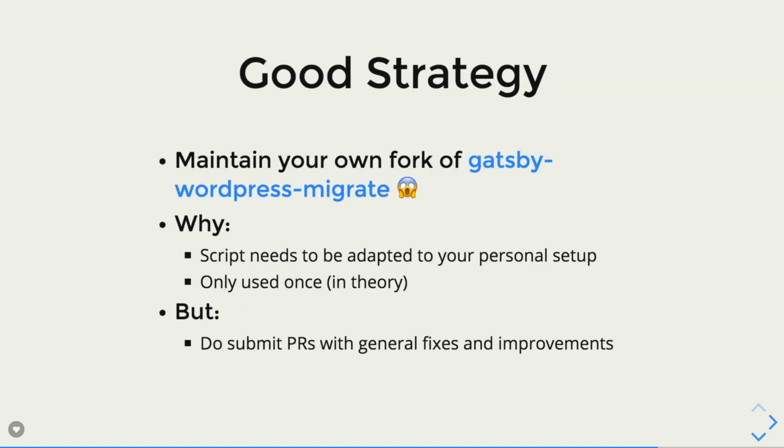Actually, what I found in the end to be the best strategy for doing this is to maintain your own fork of this, which is a bit controversial. Usually you don't want to go against the whole open source culture of keeping your own version of the code. But in this case, it makes a lot of sense, because the whole idea of the script is, in theory, you should only need to use it one time. So it's not like a continual library that you keep using. And you will have to adapt it to your personal WordPress setup, and a lot of these adaptations are not going to apply to other people.